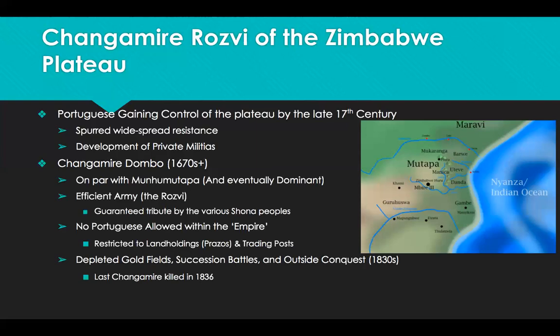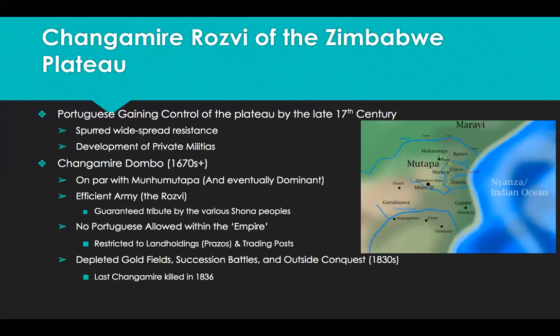But by the end of the 18th century, so late 1700s, the gold fields were almost completely worked out. And as the trade declined, the power of the Changamire also weakened. At this point, the dynasty suffered a succession dispute that led to a prolonged civil war between 1795 and 1820. Trade virtually ceased and the Rozvi Empire was seriously weakened.